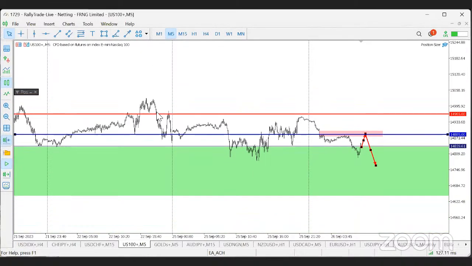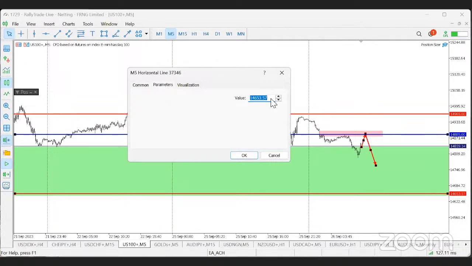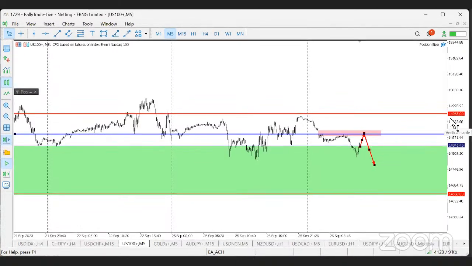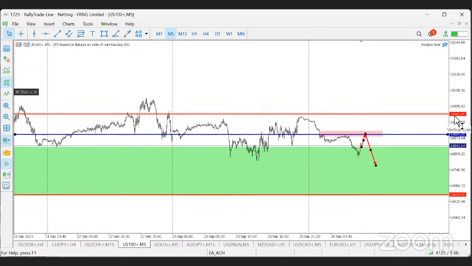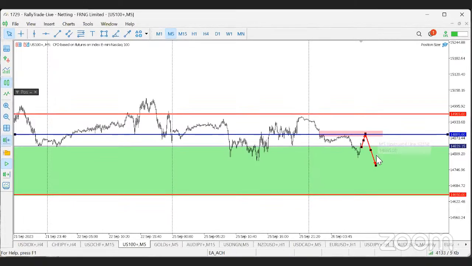And then my take profit will be at 14650. That is my TP. So my entry is at 14885, my stop loss is at 14965, and my take profit is at 14650. So I am expecting this kind of movement to the downside, something like this.